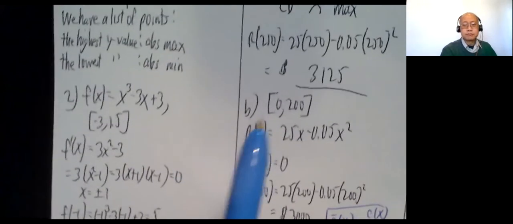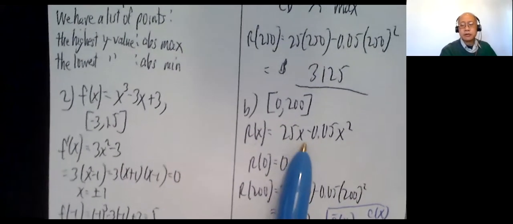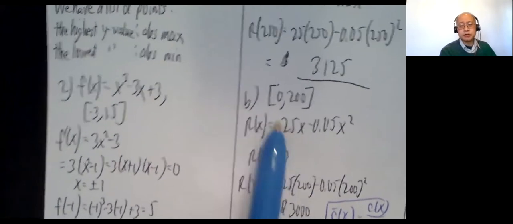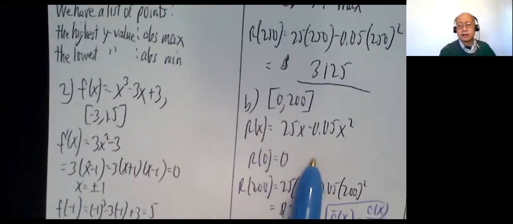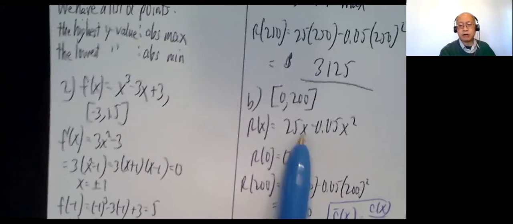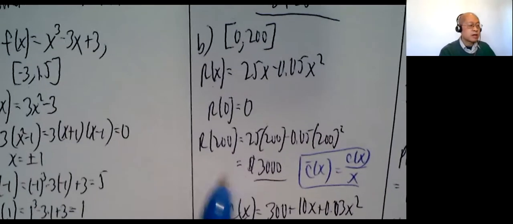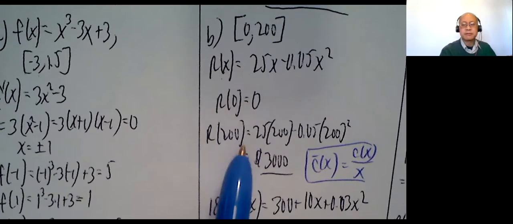All right, so plug in 0, you get 0, which obviously makes sense. If you sell nothing, you produce nothing, then your revenue is nothing, right? Just sit around and nobody comes and buys anything, your revenue is 0. So the maximum must be at 200. You can tell that right away. Okay, so I just plug in 200, and that'll be the maximum in this case.